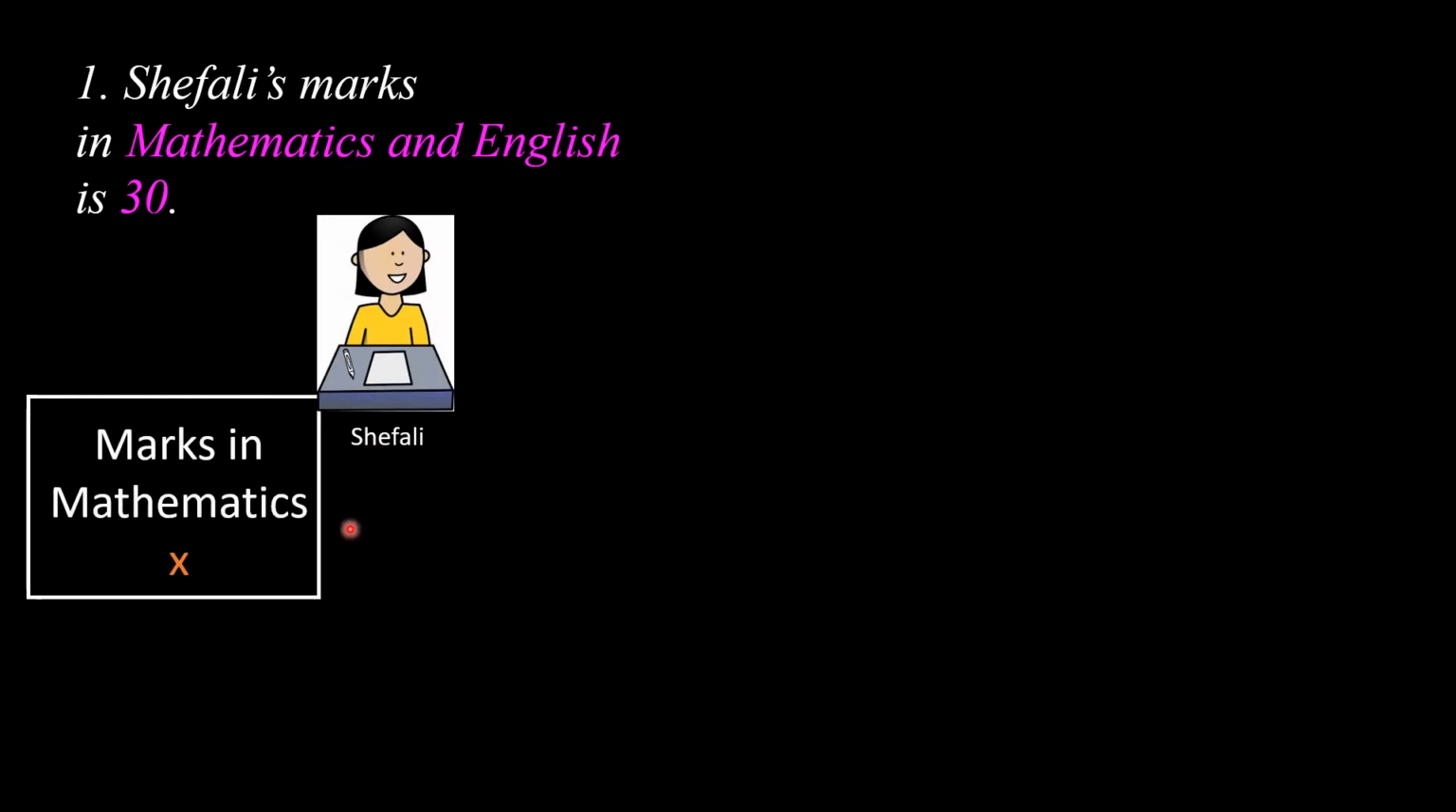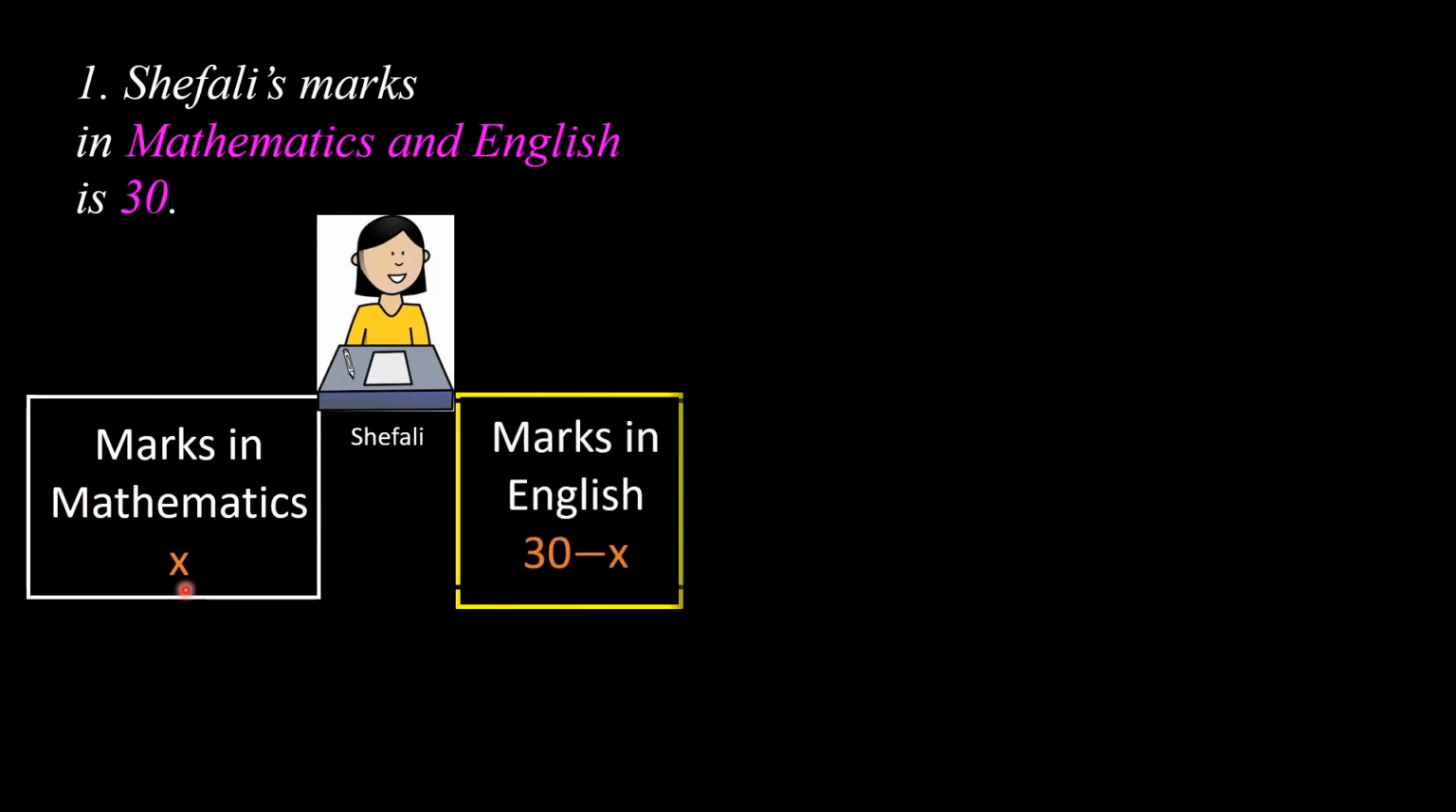So, we will assume Shefali's marks in mathematics to be x, so that her marks in English will be 30 minus x, because the sum is 30, no? So x plus 30 minus x, the x minus x becomes 0, so it becomes 30. So the first condition is satisfied here.